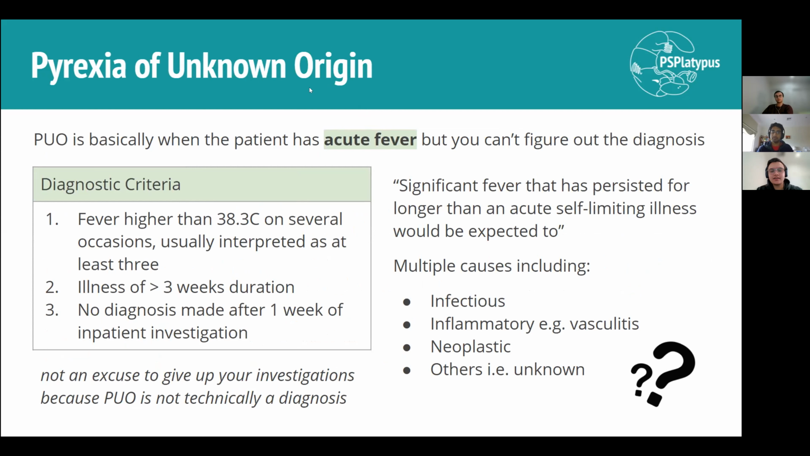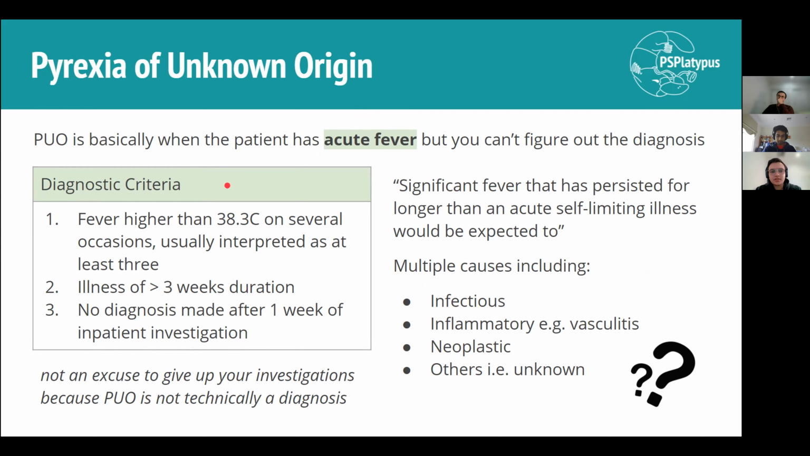If you're ever stuck in your history taking, your patient has a fever and you're not sure, please don't just say it's PUO, because PUO is basically a little bit of an excuse sometimes if your patient has an acute fever and you just can't figure out what their diagnosis is. Some people will just say, oh, I'm not sure, it's PUO. But PUO is not technically a diagnosis. It's when you've exhausted all other diagnoses and finished all your investigations, because you can't say what the patient has, you say, okay, I've done everything I can, they have PUO.